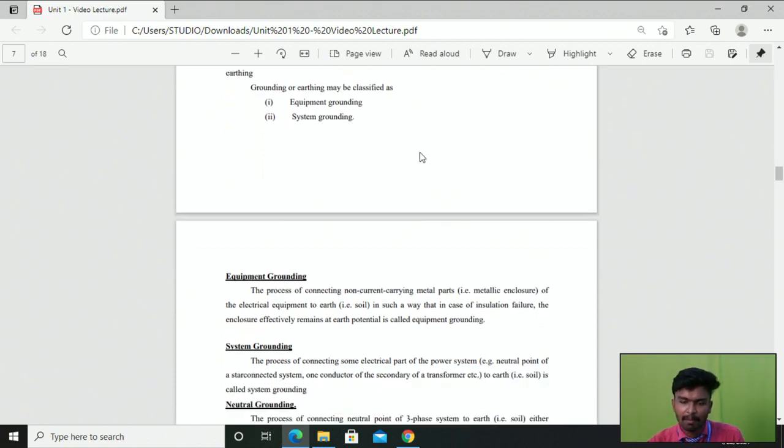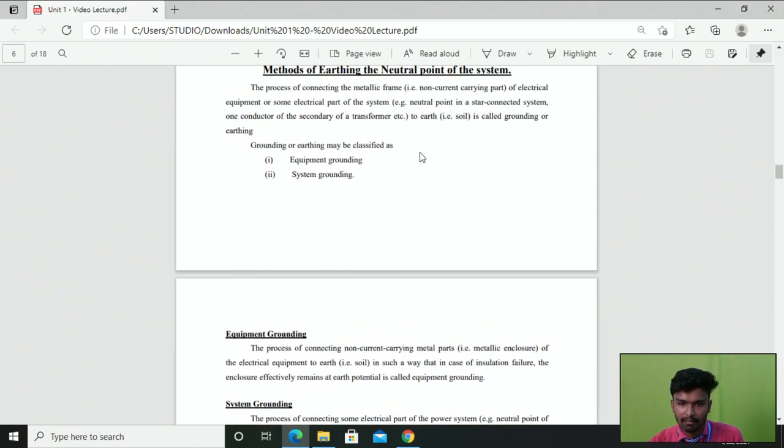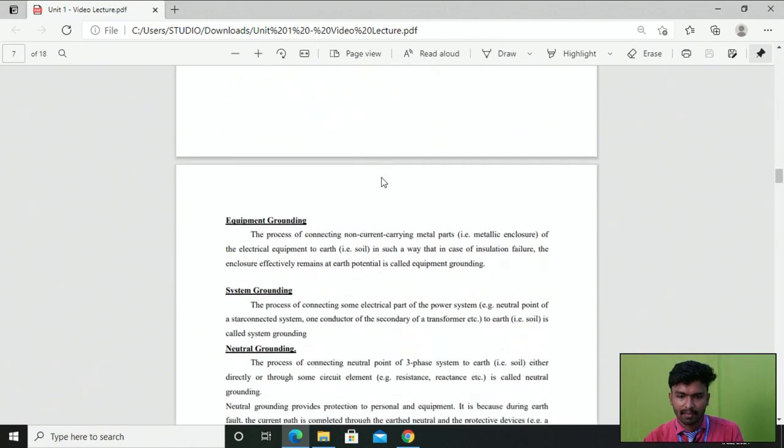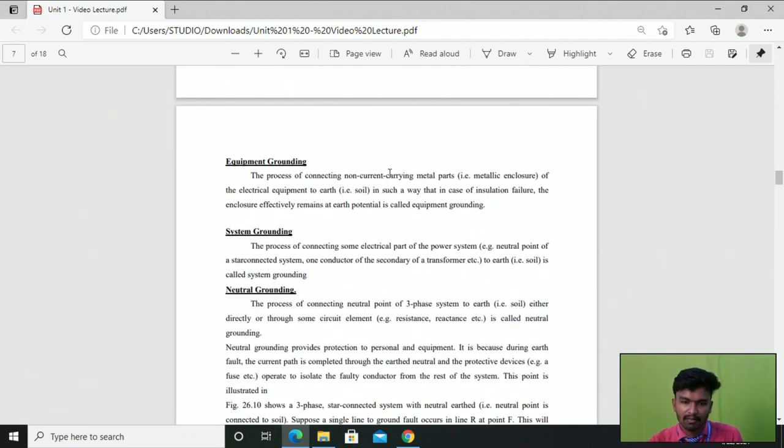Right. So based on the part, that is the frame or the point which is connected to the earth, it can be classified into two types. One is equipment grounding, and the second one is system grounding. First of all we discuss what equipment grounding and system grounding are, then we will go on to neutral grounding. Equipment grounding is the process of connecting non-current carrying metal parts of electrical equipment to the earth in such a way that in case of insulation failure, the enclosure effectively remains at earth potential.